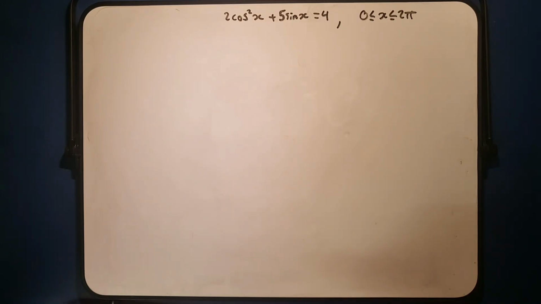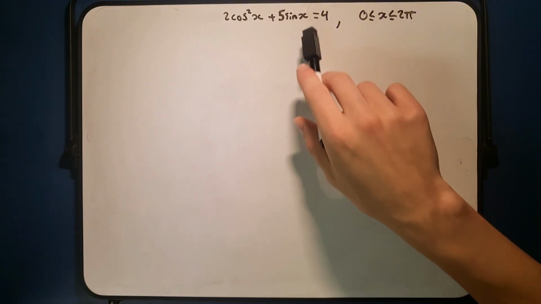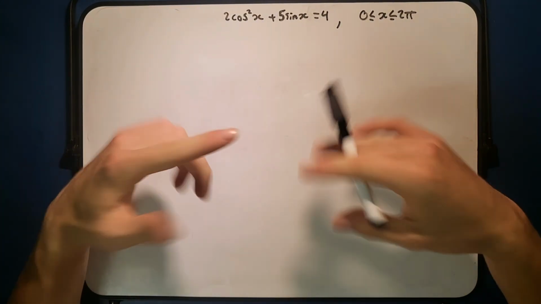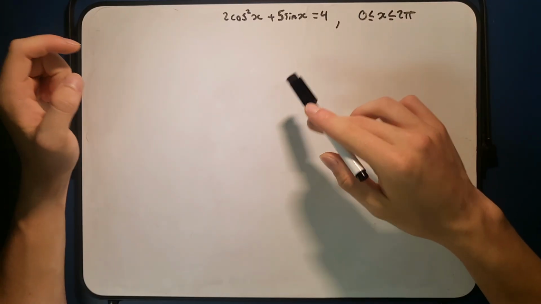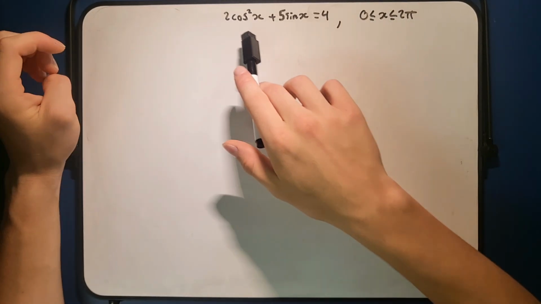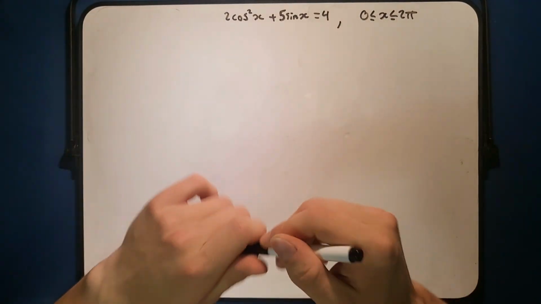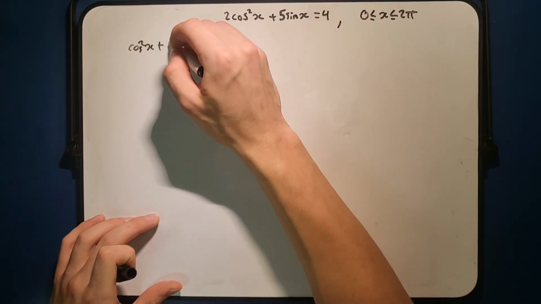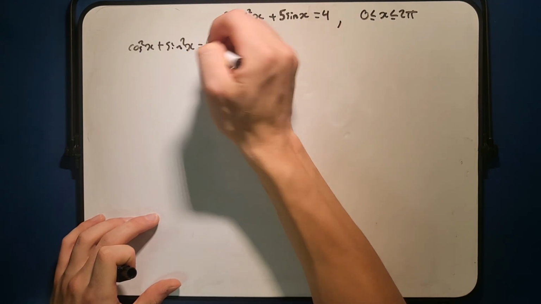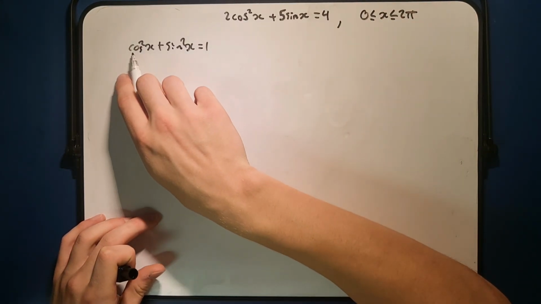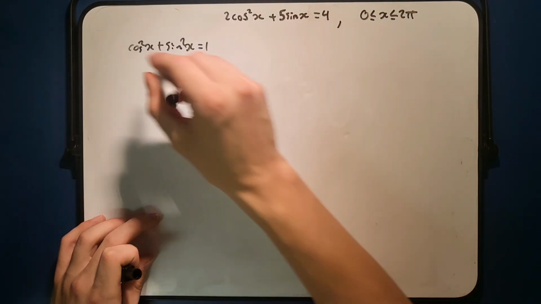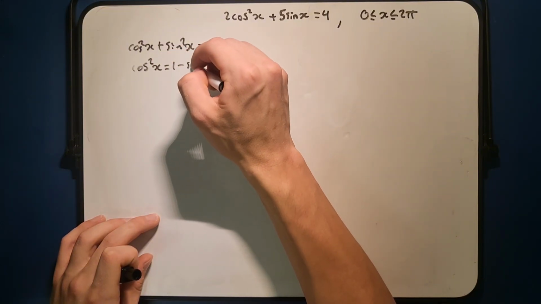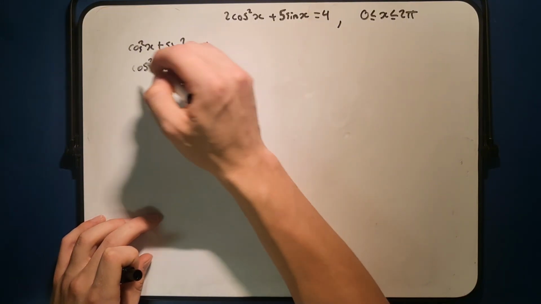Now typically when we have an equation with 2 different trig functions, we want to put it in terms of one trig function or the same trig function. So right off the bat, I can see that cosine squared x is part of an identity, and that identity is cos squared x plus sine squared x is equal to 1. And I want to put this in terms of sine x, so I can get cos squared x is equal to 1 minus sine squared x.